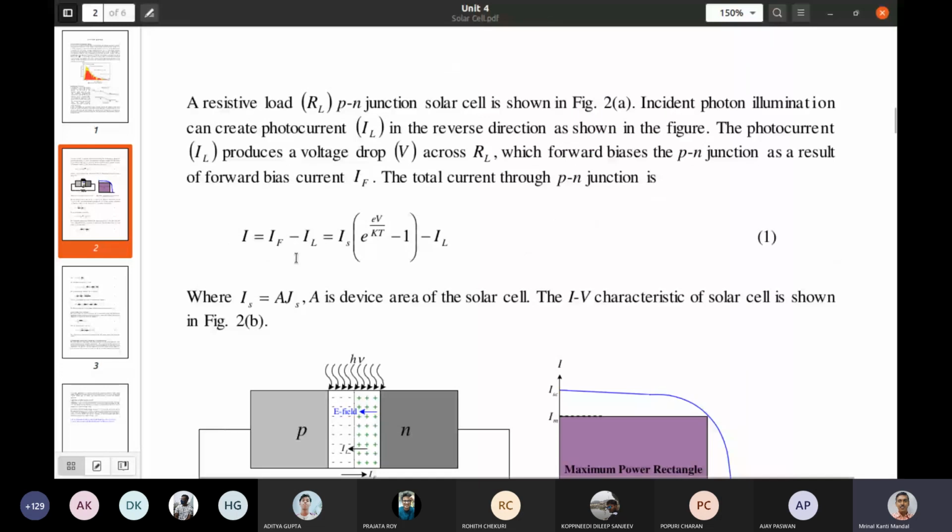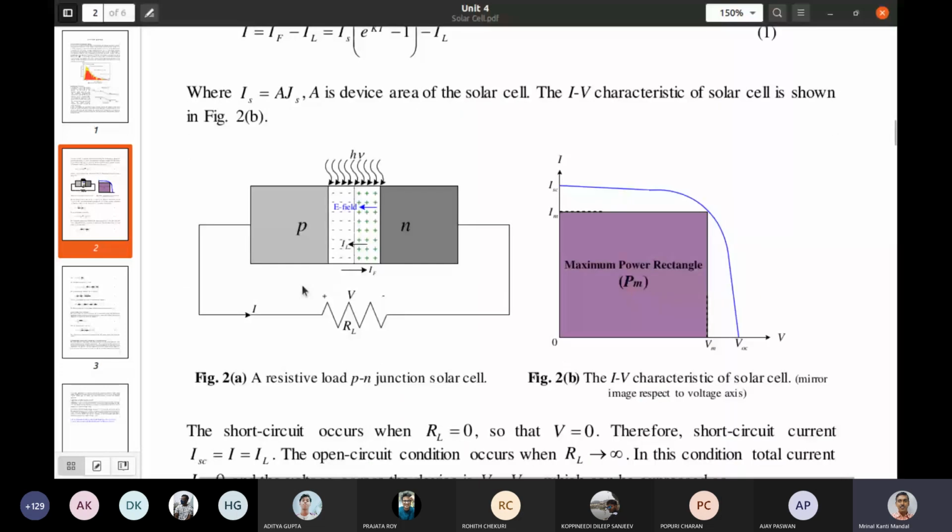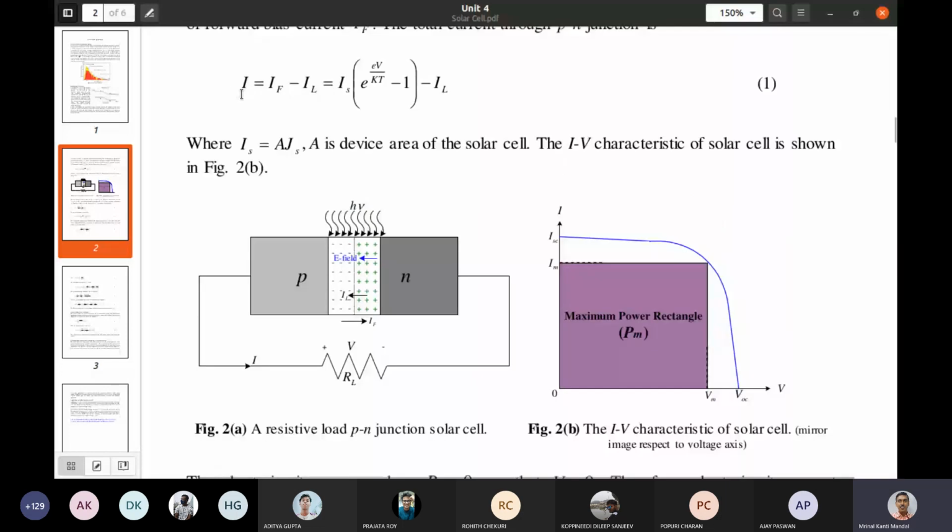One is the forward current because this is established due to the resistance RL. With this resistance, some voltage drop will appear. That voltage forward biases the device, and that leads to the overall current in the circuit, that is I. That I will be IF minus IL. IL is the photo generated current, right? And the forward bias current, according to the diode model, you know, is IS e to the power eV by kT minus 1, minus IL, right?